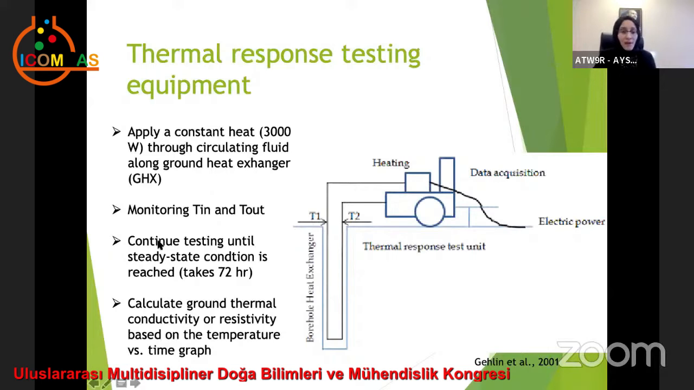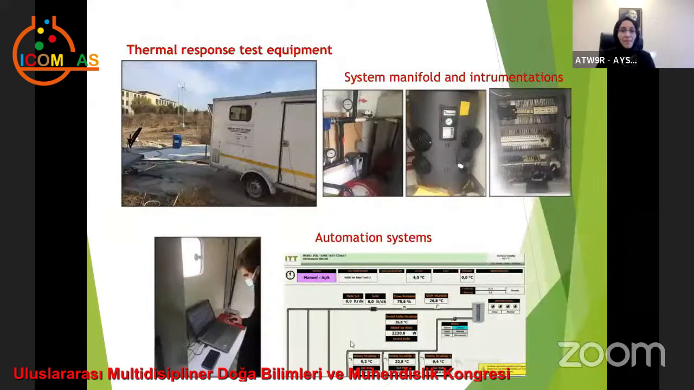And after we get these temperature values, we plot the temperature versus time and calculate the ground thermal conductivity and resistivity. This is how our equipment looks like. And here is the thermal response test mobile unit. We got this from Istanbul Technical University. And this is the inside of this equipment. We have a ductwork here, and this is the water tank, and right at the top is the automation system. And we monitor our results on the laptop computer.